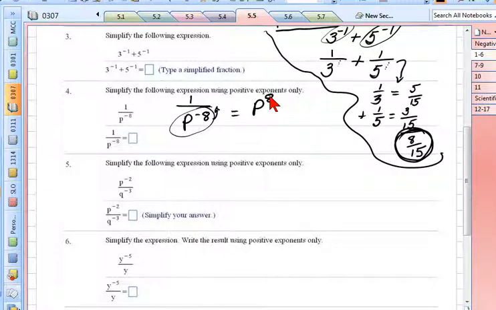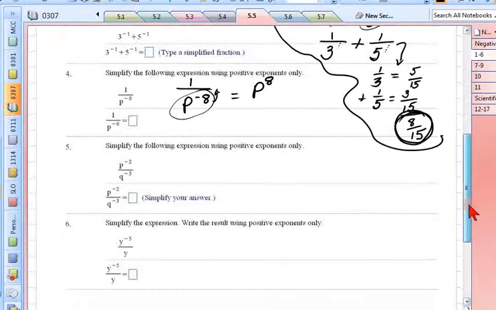So if you have a base with a negative exponent on top, it moves to the bottom. If you have a base with a negative exponent on bottom, it moves to the top. It always says move me. And number 5, I think, yes, the only thing that changes signs is the exponent when it moves positions. Exactly. All right, let's look at number 5.